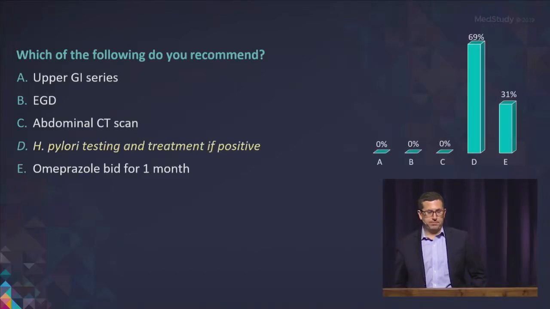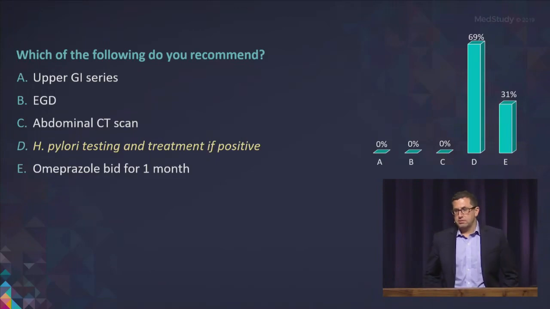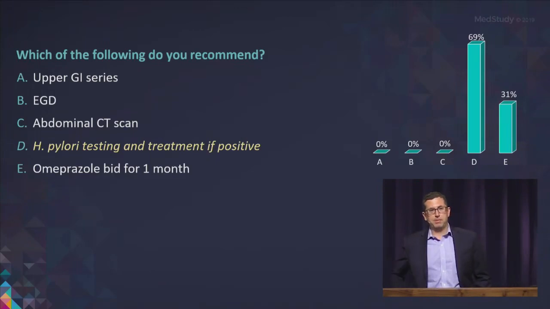Great. So the best answer is H. pylori testing and treatment if positive. Those are based on the ACG guidelines. So this person has dyspepsia, right? There's no dysphagia, there's no pain radiating to the back that would be freaking you out in your clinic. The first step really is to check for H. pylori and treat if positive. And then afterwards, if that doesn't work, you could try PPI.